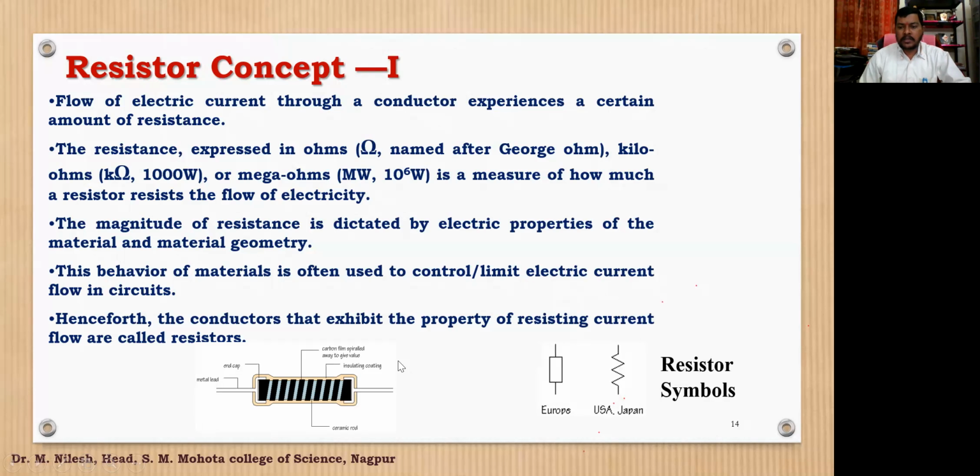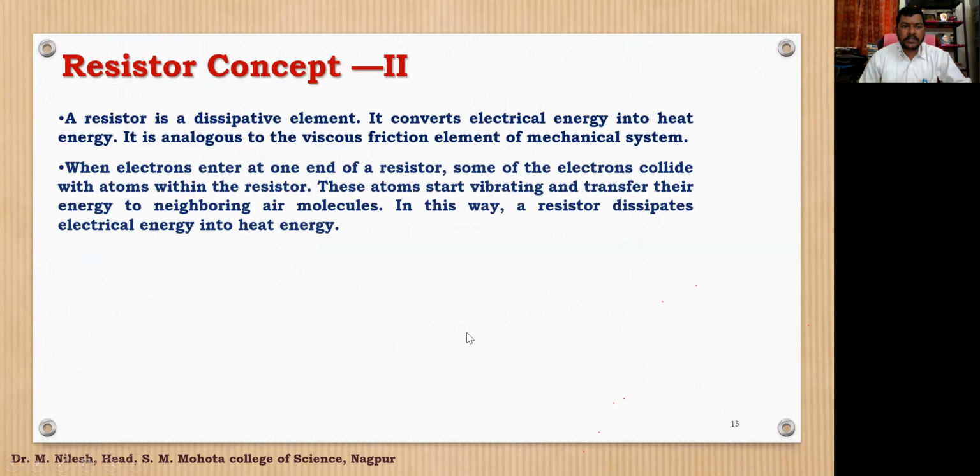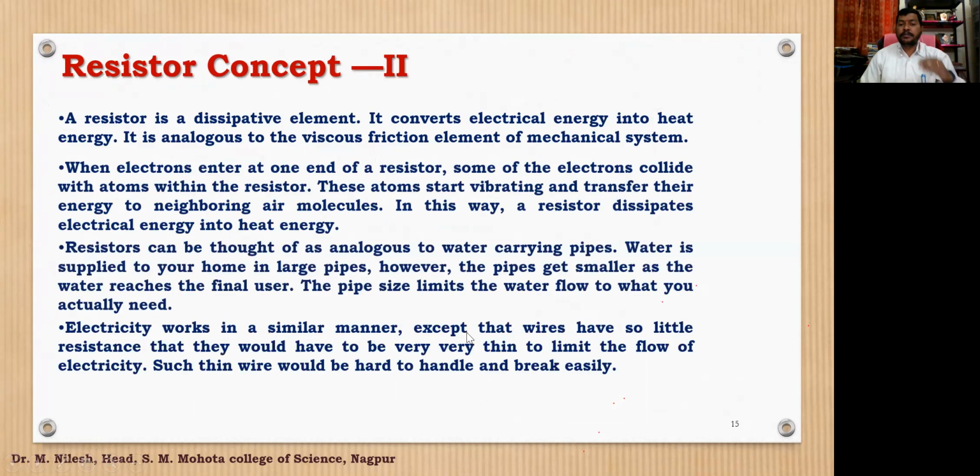Then this is a symbol for Europe, and this is a symbol for USA, Japan, right, of a resistance. And we are going to use this symbol, the curved one, right? So this symbol is generally used while we are showing it in a circuit. So this is the resistance. Second concept of resistance is that it dissipates heat, right? As much heat as it generates, the resistance is higher.